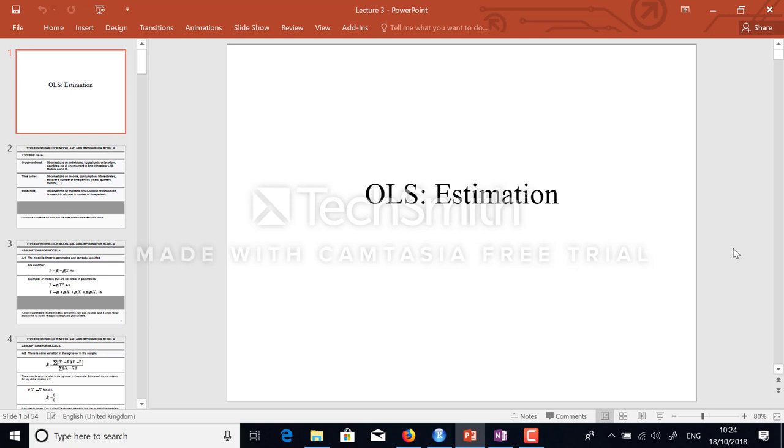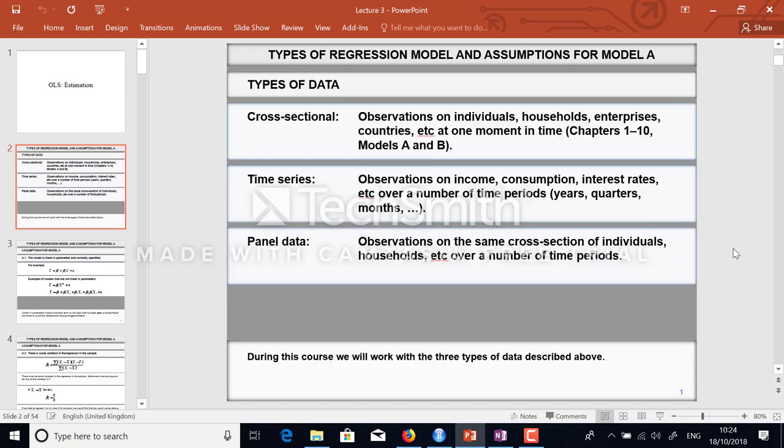Right, so OLS estimation. The types of data we'll be looking at are cross-sectional, time series, and panel. We know what they are. Cross-sectional data is data collected at a point in time, across many objects. We went over this, we've done this part. And we know time series and panel, so done.